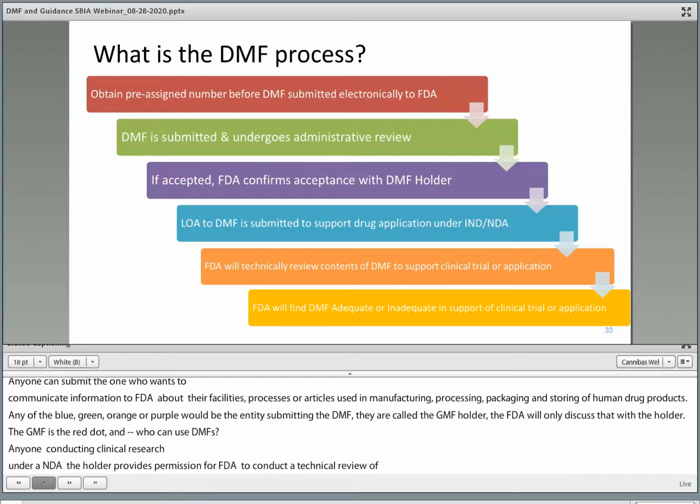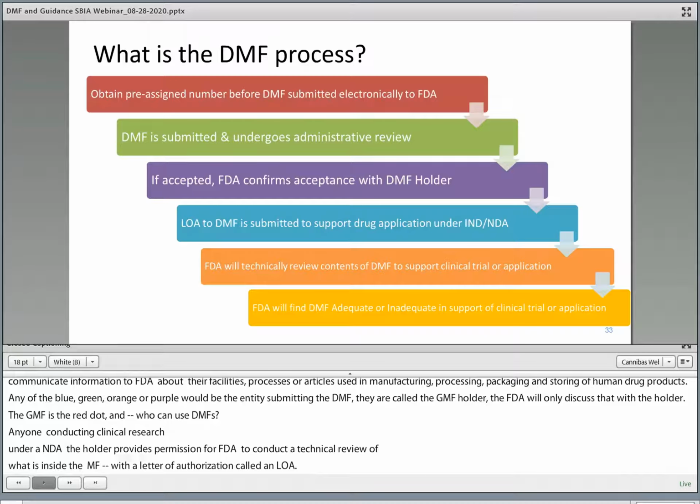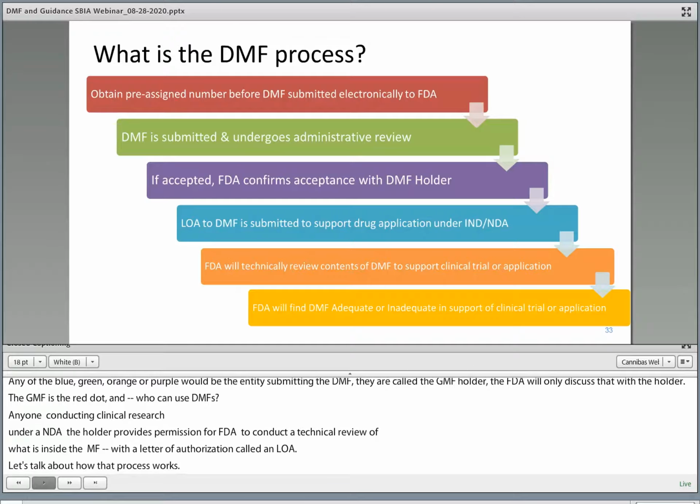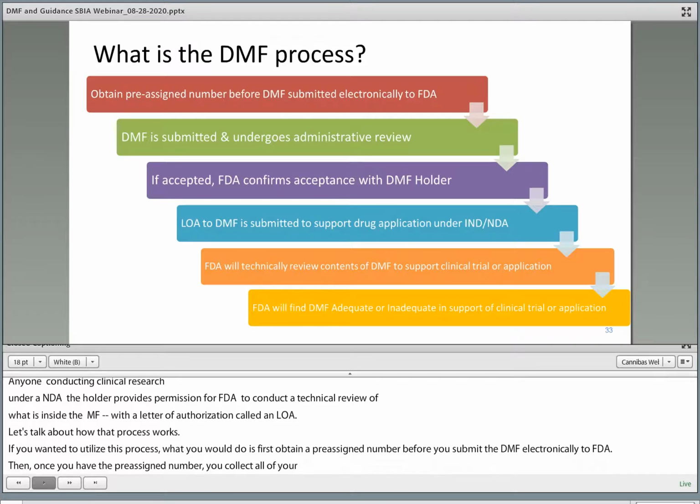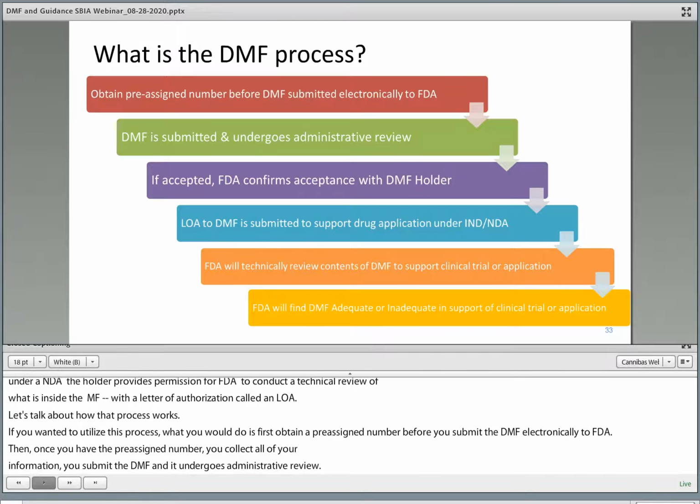So let's talk a little bit more about how that process really works. If you wanted to utilize the DMF process, you would first obtain a pre-assigned number before you submit the DMF electronically to FDA. Then, once you have your pre-assigned number, you collect all of your information, you submit the DMF, and it undergoes administrative review. That's just we're checking the boxes to make sure you've submitted all the information we've asked you to submit. Now, if your DMF is accepted administratively, we confirm that acceptance with you, who would be the DMF holder.